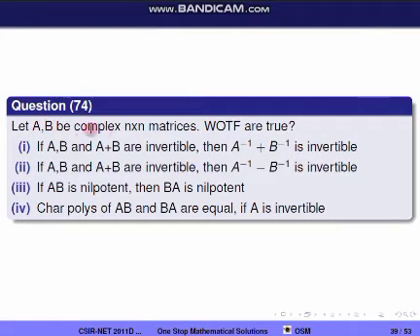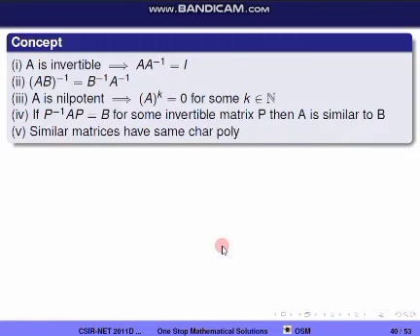Let A, B be complex n cross n matrices. Which of the following are true? So we are given two complex matrices. We have to find which of the options is correct. So first of all, we look at the concepts used.